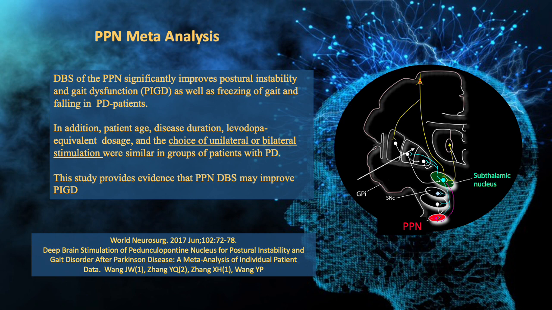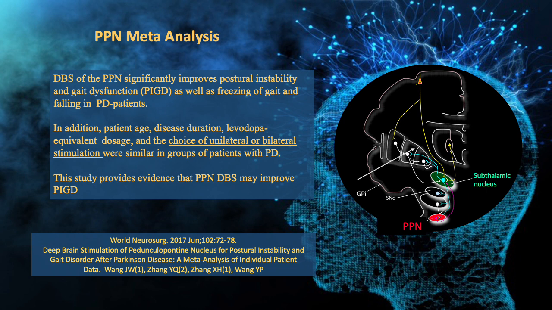This is a meta-analysis of the PPN. Deep brain stimulation of the PPN has shown significant improvement in postural instability and gait dysfunction, as well as freezing of gait and falling in patients with Parkinson's disease. It is worth noting that patient age, disease duration, medication equivalent dosage, and the choice of unilateral or bilateral stimulation were similar across all groups of patients with PD.